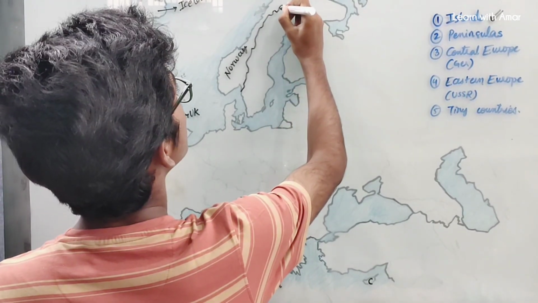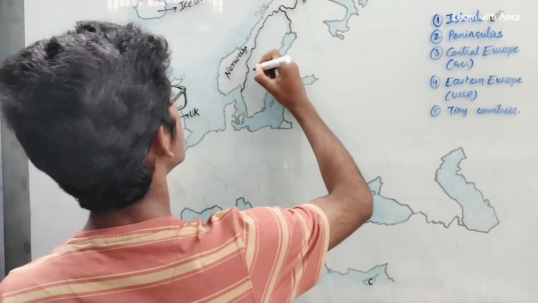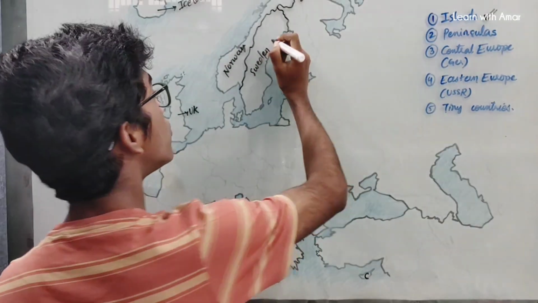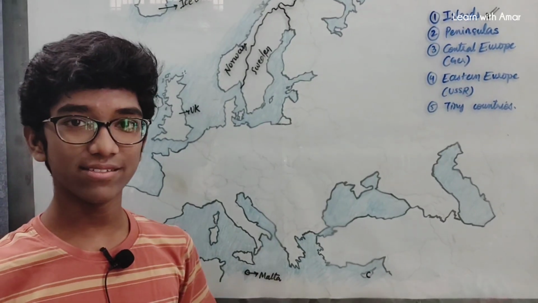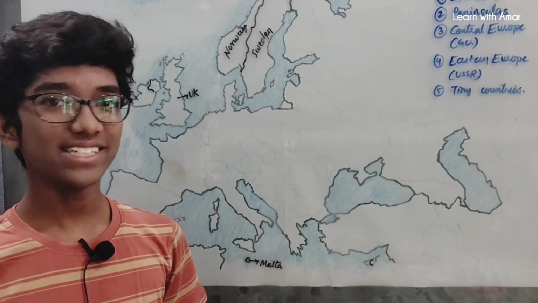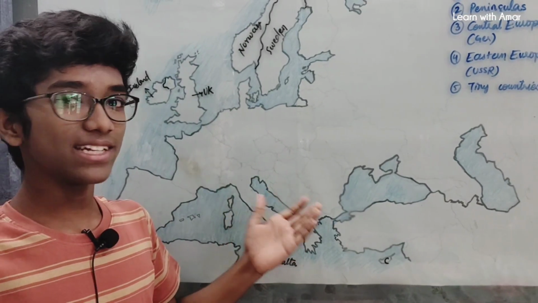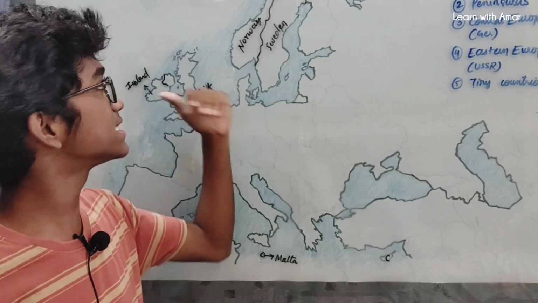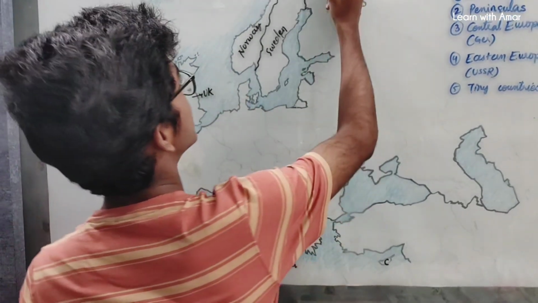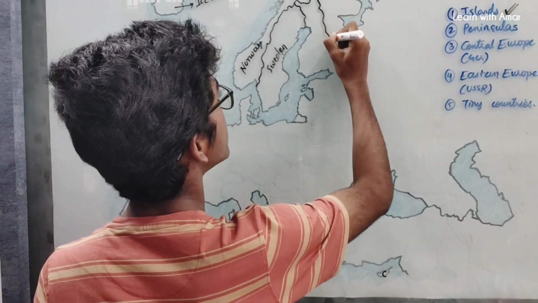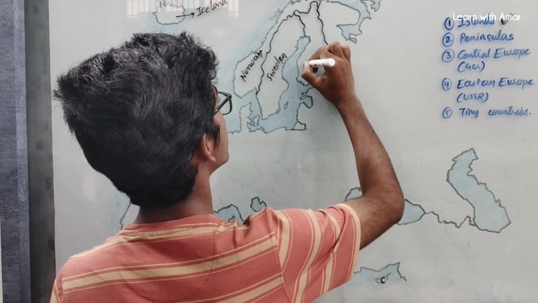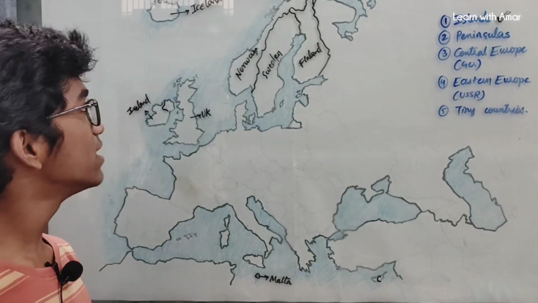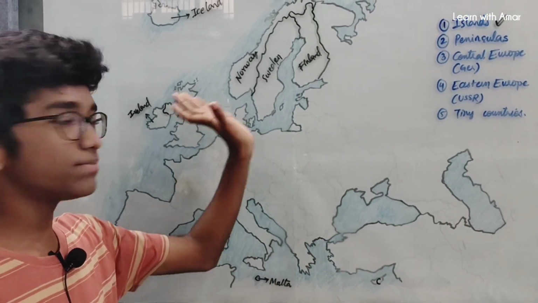Okay. Coming to the next one, this country. It is Sweden. Do you know what the most valuable prize in the world is? It is the Nobel Prize. It is given in 6 areas. Among them, 5 areas are given in Sweden and the 1 area, that is the Peace Prize, is given in Norway. Okay. Next, the third country here is this one, Finland. Finland is also known as the land of 1,000 lakes. Alright, so Scandinavian Peninsula completed.